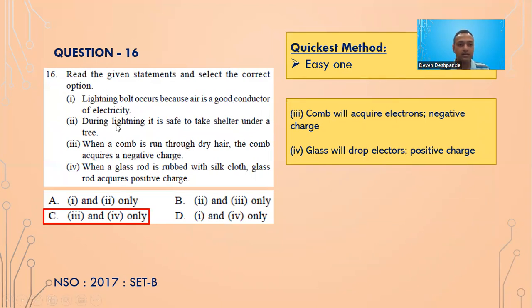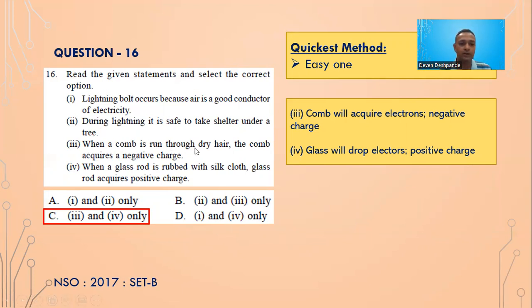During lightning, it is safe to take shelter under a tree. Again, false, isn't it? Because lightning will look for the closest path to the ground, and because the tree is higher, it will just hit the tree. And at times you may have seen on TV or read in newspapers that people die because they stand under a tree during lightning. When lightning strikes the tree, they are all burnt because lightning is heavy charge. It is extremely hot. So the people will be burned, the tree will also be burned. So 1 and 2 are wrong.